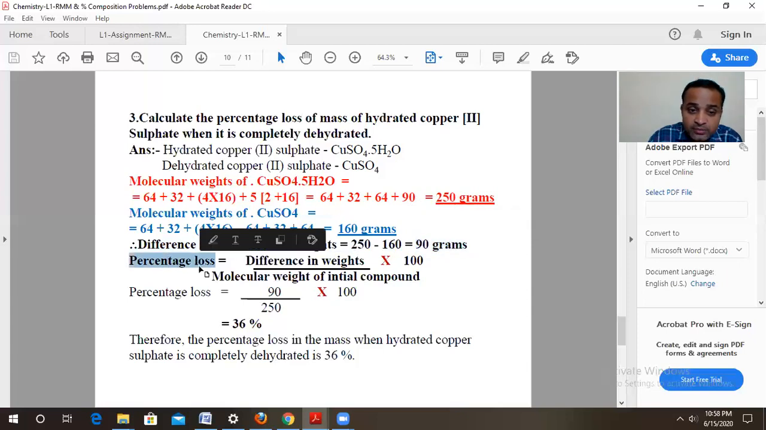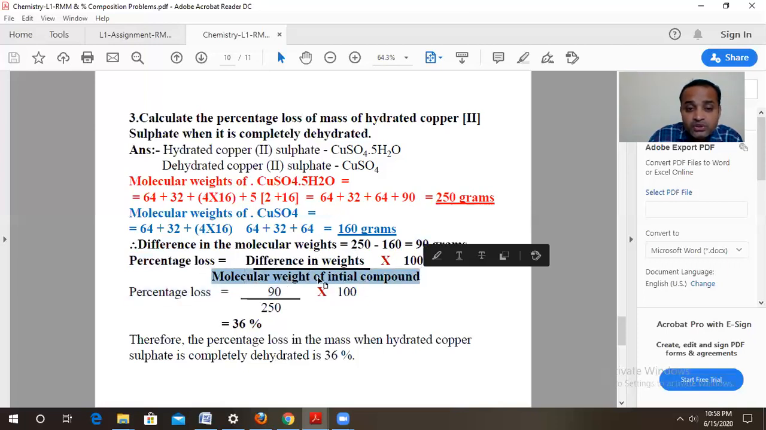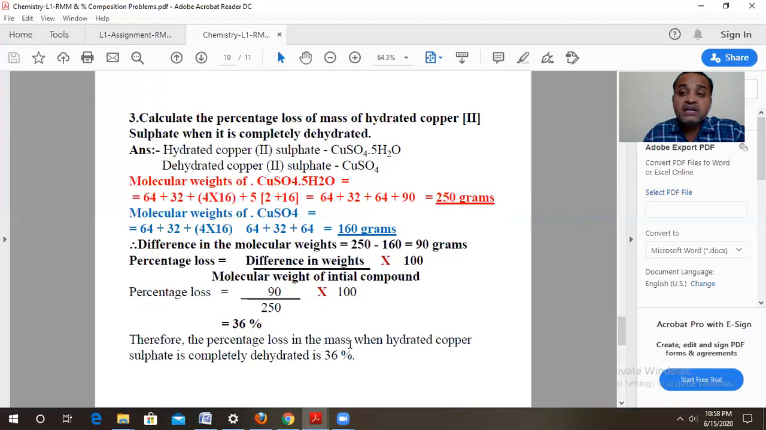So percentage loss will be difference in weight divided by the molecular weight of initial compound. So difference in weight is 90. Initial was 250. For percentage multiplied by 100. So it becomes 36%. Therefore, the percentage loss in mass when hydrated copper sulfate is completely dehydrated is 36%. So the mass reduces by 36%. From 250, the mass comes to 160. Therefore, the mass is reduced by 36%.